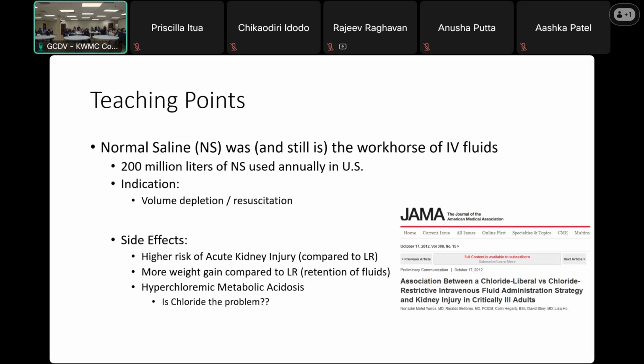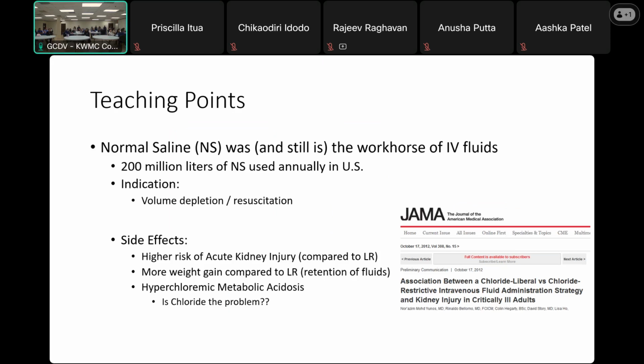So typically when you have someone for resuscitation, I would always reach for LR first, keeping in mind that if they have cirrhosis or oliguria, then maybe isotonic saline is important. And then the big part is giving the right amount, not giving too much.